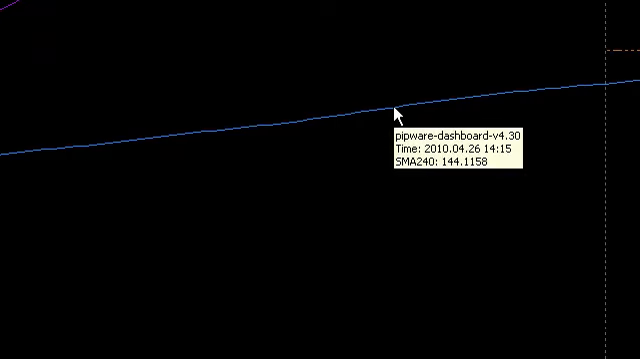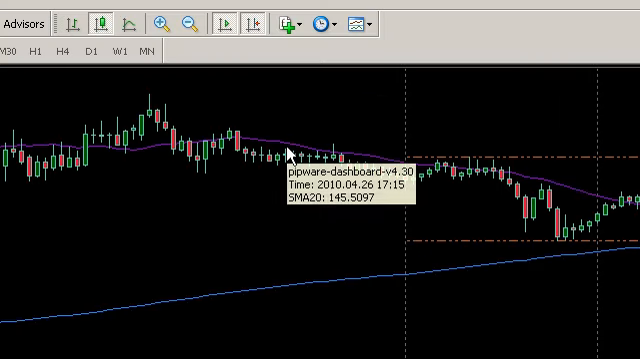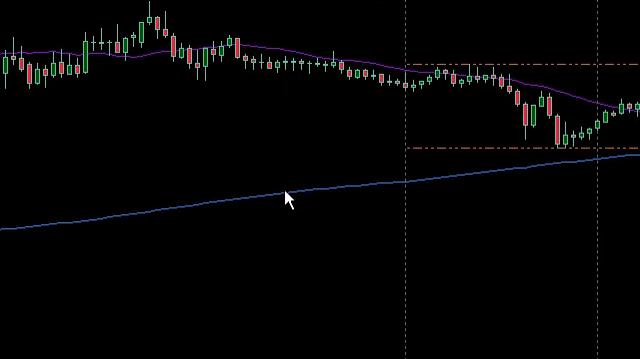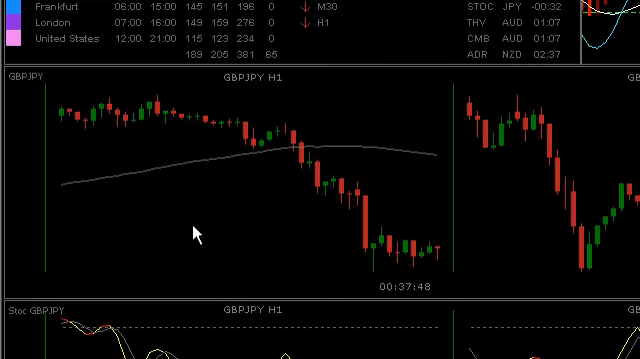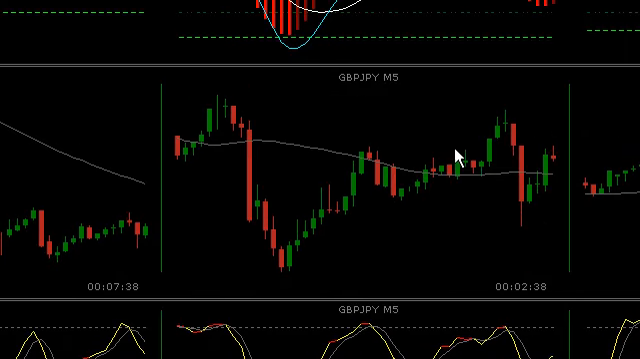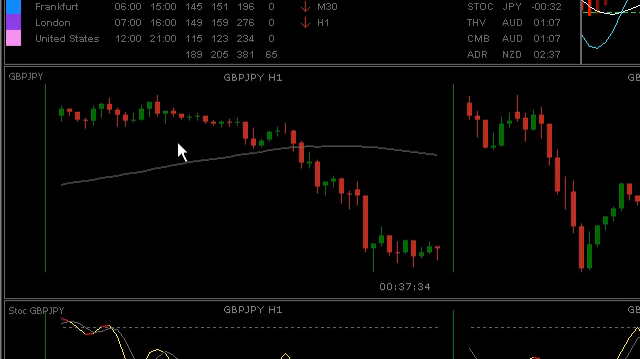I'm on the M15 right now, so this is the equivalent of an H1 SMA 60. This is the equivalent of an M5 SMA 60, so this is a 20 period and that's a 240 period. And then down here I've got the 60 period on their own time frames. So in essence we get to view the 60 period straight out on each of these, M1 through to H1.